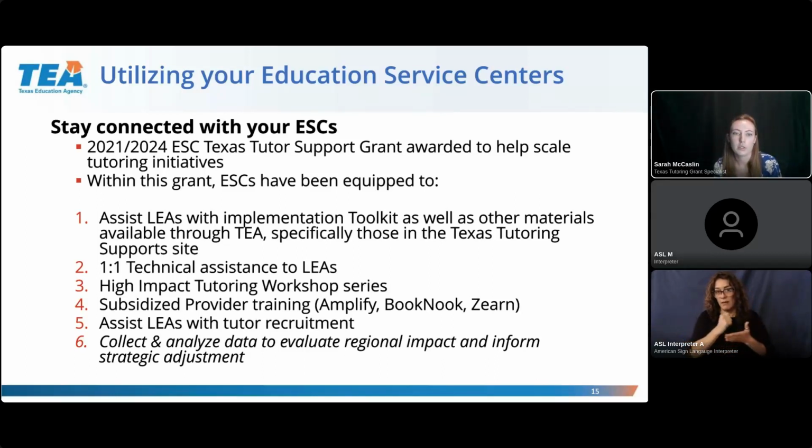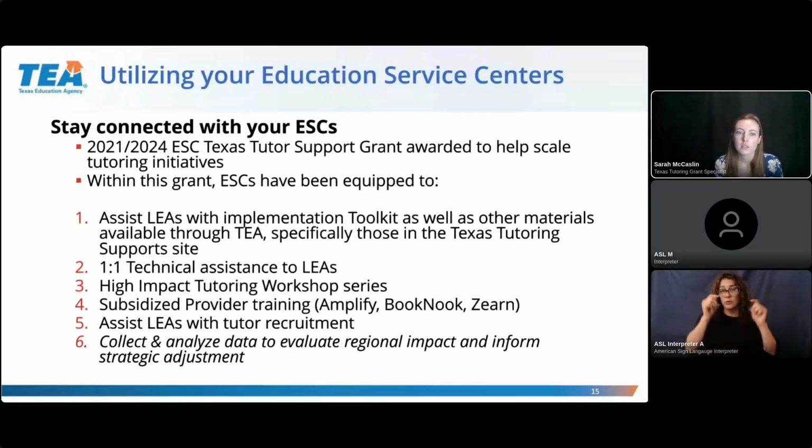The first thing is that they're able to assist LEAs with implementation of the High Impact Tutoring Toolkit, as well as a whole slew of other materials that are available through the agency, specifically those that are named in the Texas Tutoring Support webpage. Webinars, scheduling resources, you name it, it's there. And if it's not there, we hope to add it in the near future as more integrated supports. The second thing their grant allows them to do is provide you guys with one-to-one technical assistance, not only with your subsidized providers, but with implementing Decision 6 efforts as well. High Impact Tutoring Workshop Series.